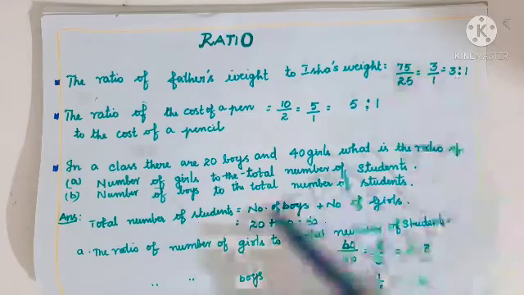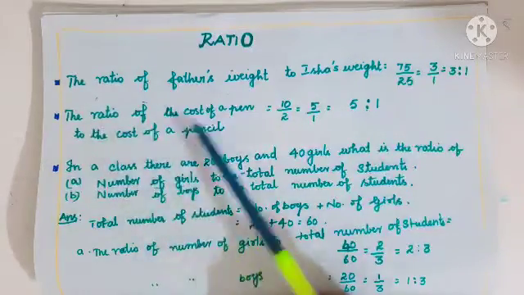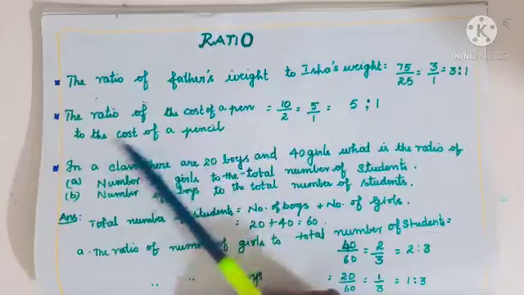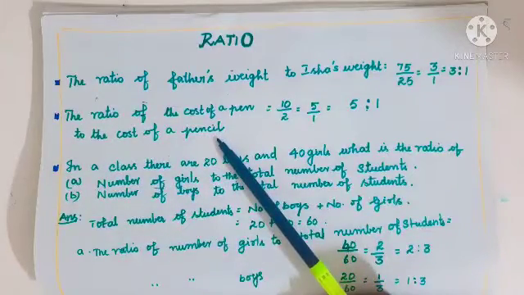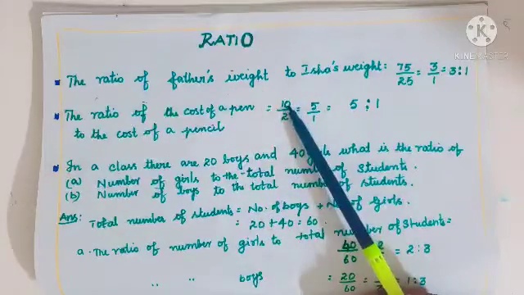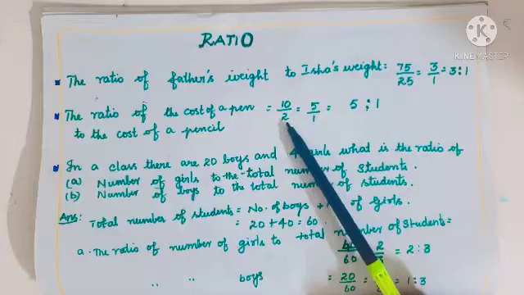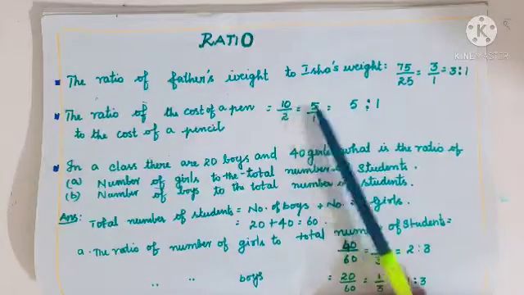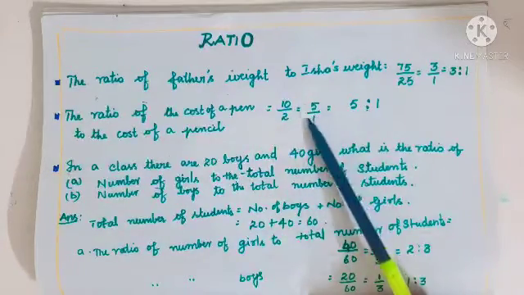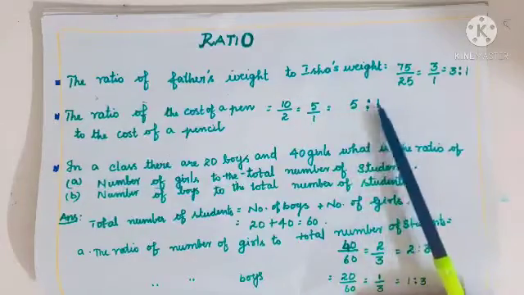Likewise, the ratio of the cost of a pen to the cost of a pencil. So pen versus pencil. The pen is 10 rupees and the pencil is 2 rupees. 2 ones are 2, 2 fives are 10. So the ratio is 5 is to 1.